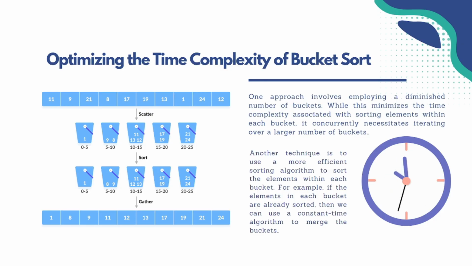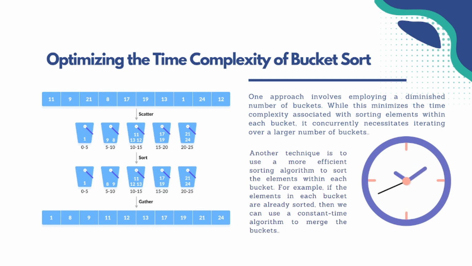Next, optimizing the time complexity of bucket sort. One approach involves employing a diminished number of buckets. While this minimizes the time complexity associated with sorting elements within each bucket, it concurrently necessitates iterating over a large number of buckets.